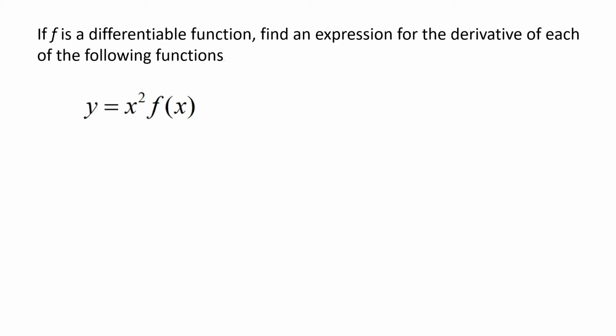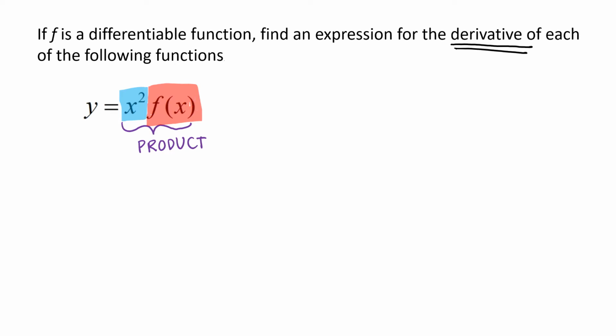If f is a differentiable function, find an expression for the derivative of each of the following functions. So we want to find the derivative of y is equal to x squared times f of x, and this is a product where our first factor or function is x squared, and our second factor is this mysterious f of x.